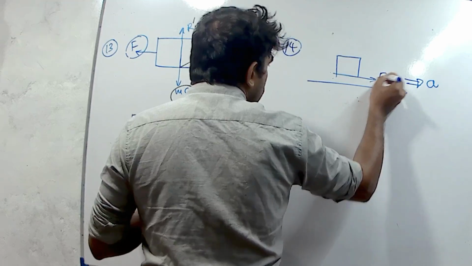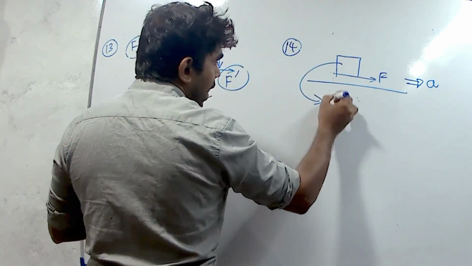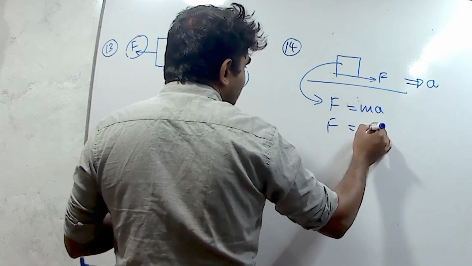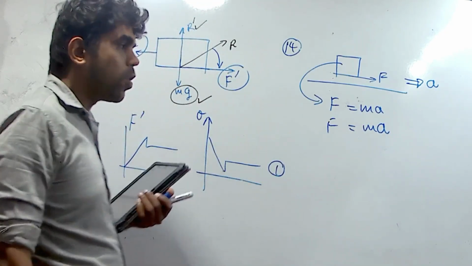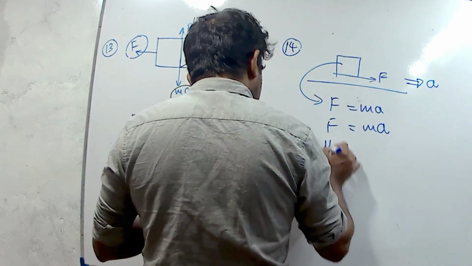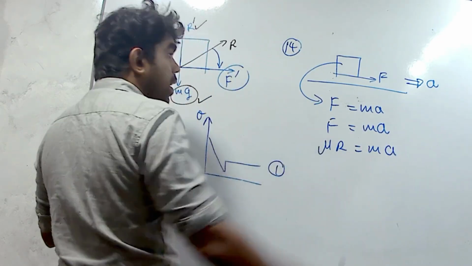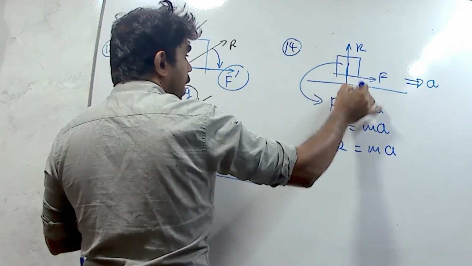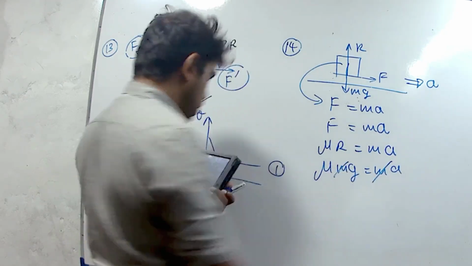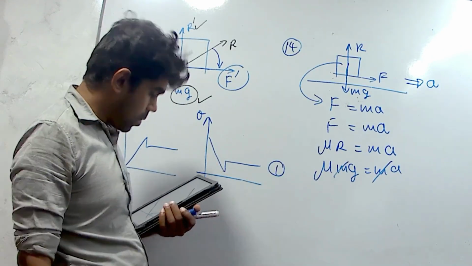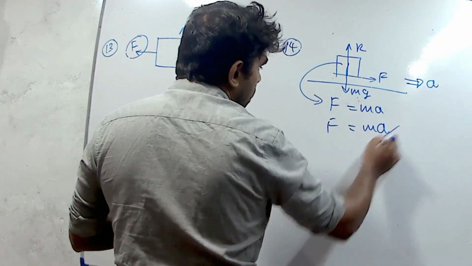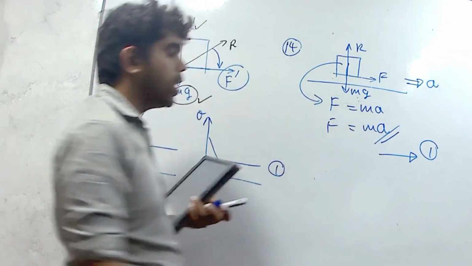Therefore, we can use F equals ma for the object. Frictional force should be equal to mass into the acceleration of the box. Then you can substitute the frictional force as mu R, which is equal to ma. Reaction is equal and opposite to the weight, so we can substitute reaction as mg. We can cancel out m. We directly get the frictional force acting on the object as ma. Then the answer is 1 for question number 14.